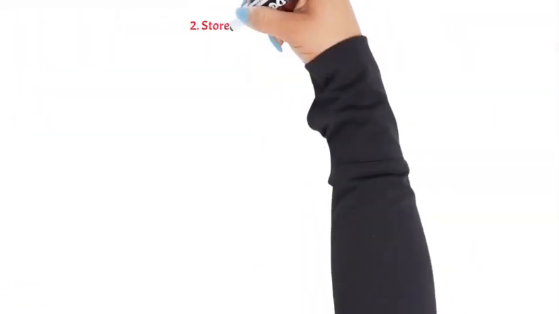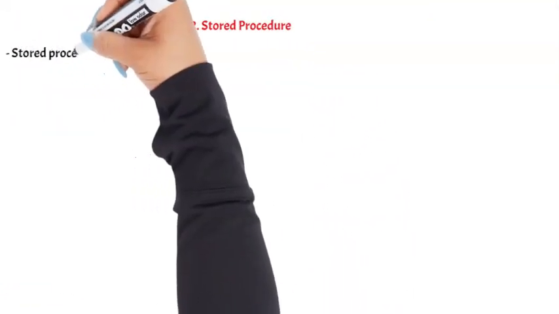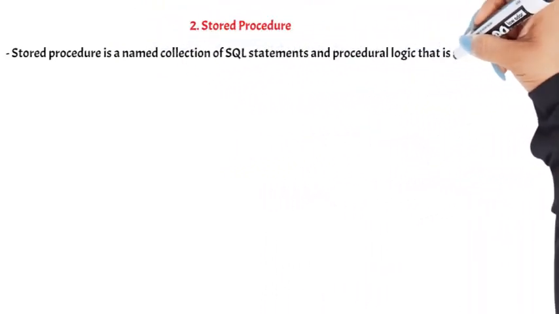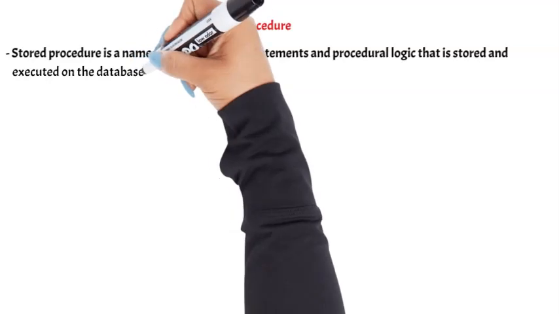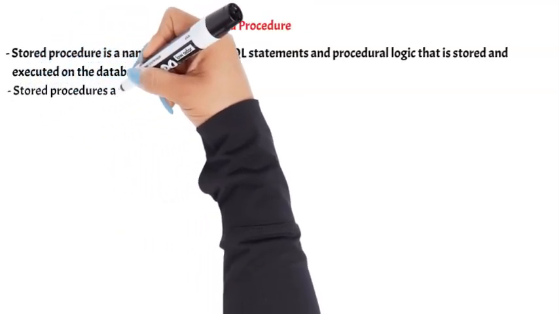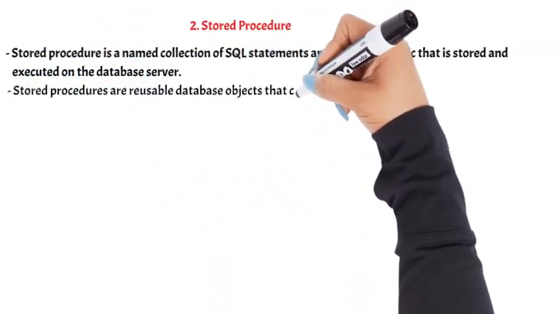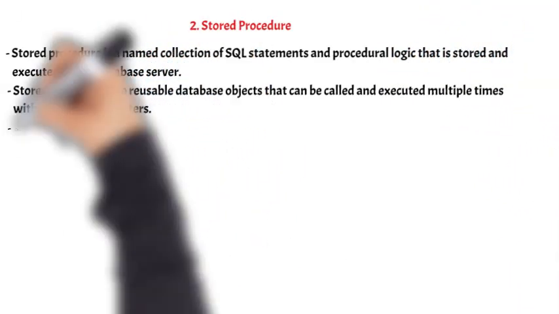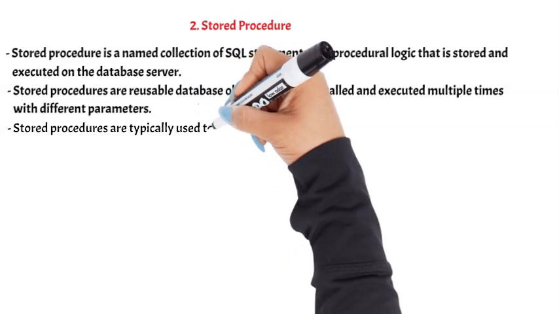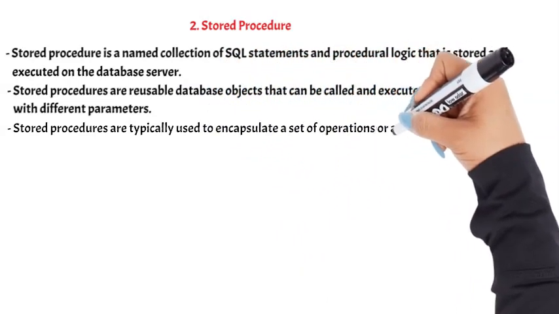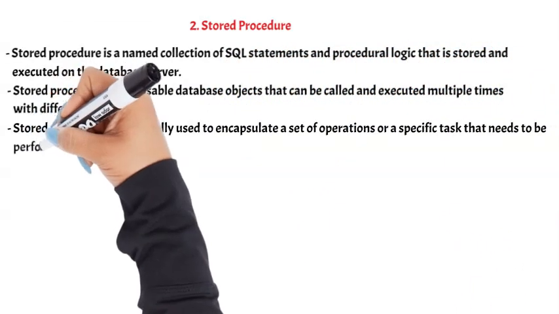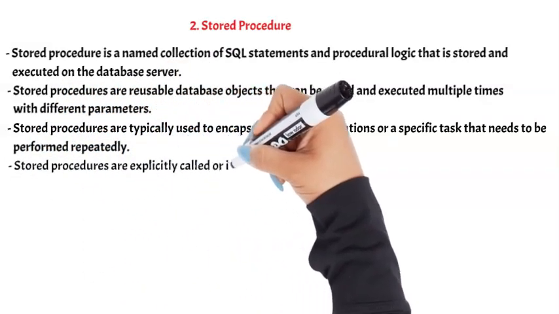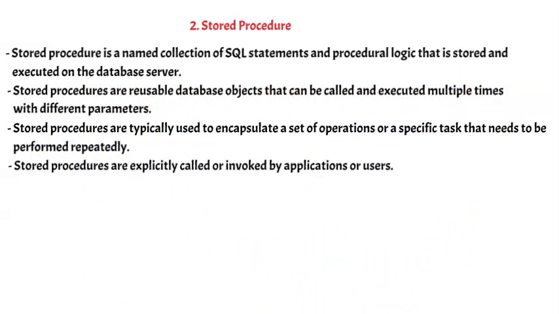2. Stored procedure. Stored procedure is a named collection of SQL statements and procedural logic that is stored and executed on the database server. Stored procedures are reusable database objects that can be called and executed multiple times with different parameters. Stored procedures are typically used to encapsulate a set of operations or a specific task that needs to be performed repeatedly. Stored procedures are explicitly called or invoked by applications or users.